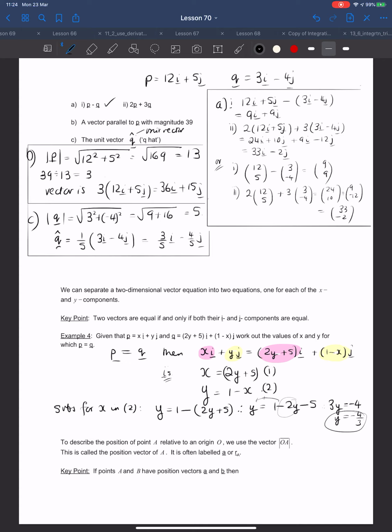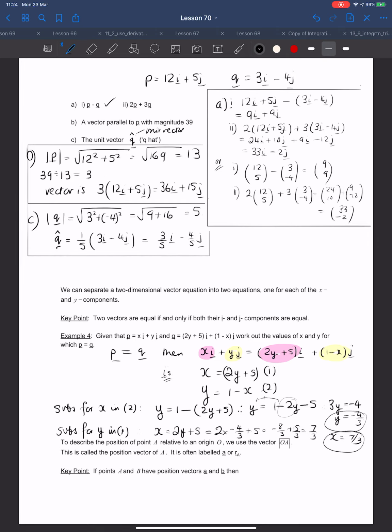And then substitute for y back in 1. x is 2y plus 5, so it's 2 times minus 4/3 plus 5. So it's minus 8/3 plus 15/3, so it's 7/3. x is 7/3. Okay. So it's algebra basically. So we can work out what x and y are. We can work out what P and Q are using those values of x and y.